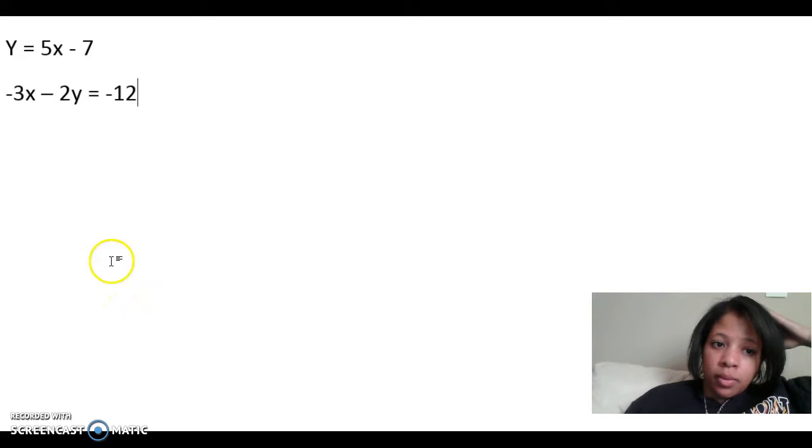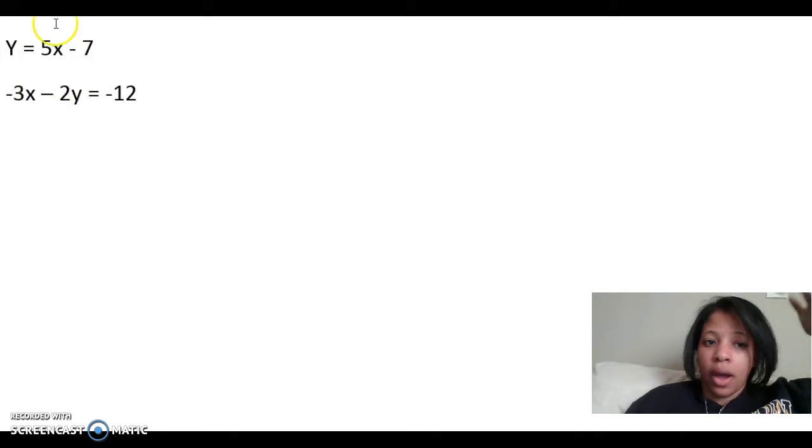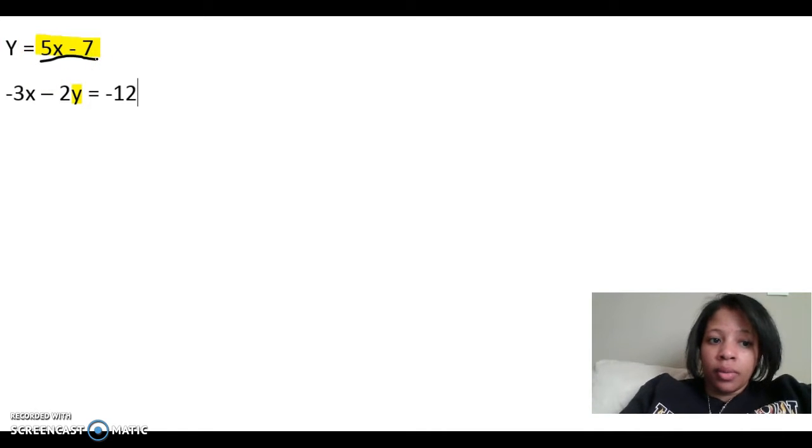And now we have problem number 6. So you guys should be getting used to the process by now. First, solve for a variable. We already have a variable solved for itself, so we have y. So we're going to replace y in our second equation with what we have solved for y already, with this 5x minus 7.